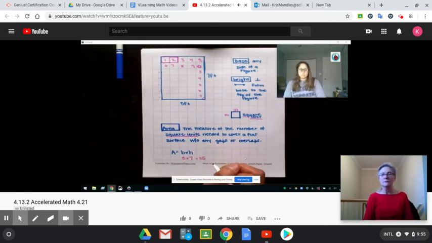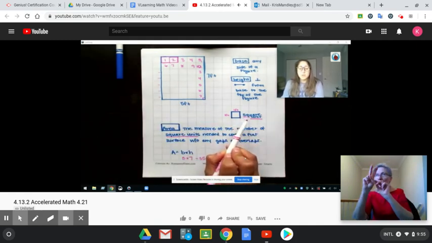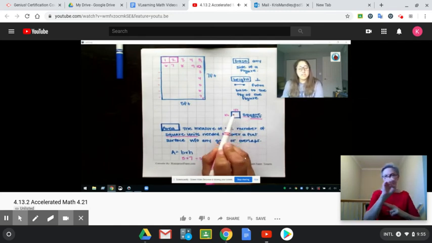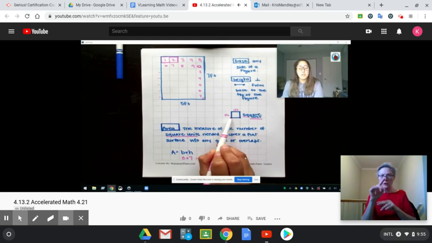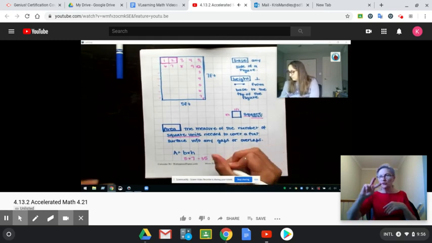Now we're not done. What did we just count? We counted 35 square units, right? And what unit did we use? We were using feet, right? Because we know that the measurement of this unit that we've decided is feet. So we have 35 square feet here.